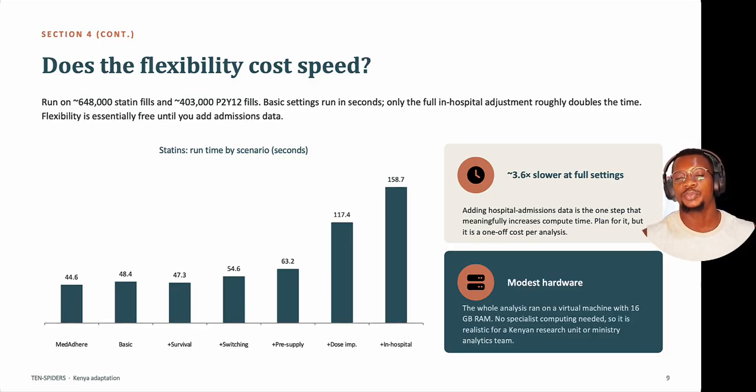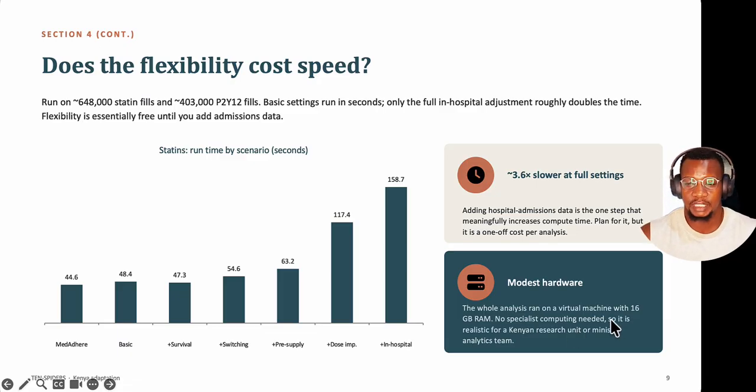Now, is the computational speed affected? We find that adding hospital admissions data meaningfully increases compute time. So this is something you may want to take care of even as you build your own tool. They did build this tool using Starter, and they mentioned that. The whole analysis ran on a virtual machine with 16 GB RAM. No specialist computing needed, so it's realistic for anybody. Even you could just take it and use it.